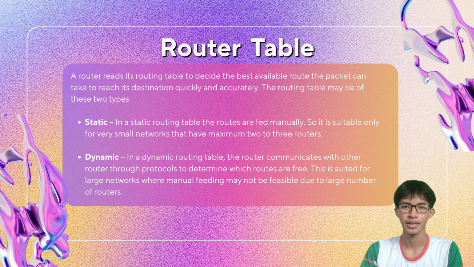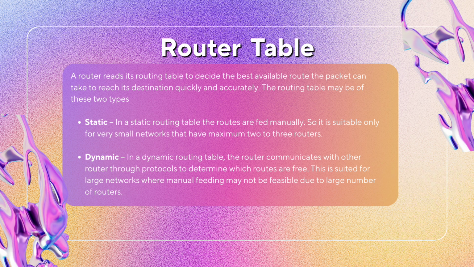In a dynamic routing table, the router communicates with other routers through protocols to determine which routes are free. This is suited for large networks where manual feeding may not be feasible due to the large number of routers.